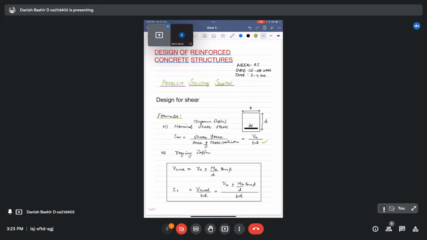Now we got our net shear force like this. We will divide it by the area of cross section at that point. BD is the area of cross section at that point. For example, this is our beam of varying depth. We have a shear force V acting here. What will be the depth D at the section where we are calculating our shear stress? It will be Vu net by bd, which is Vu plus minus Mu by d tan beta by bd.